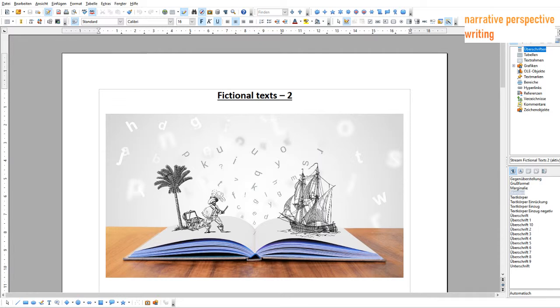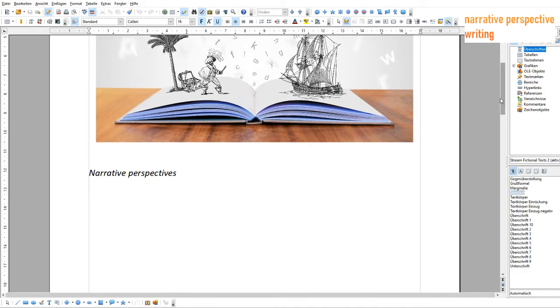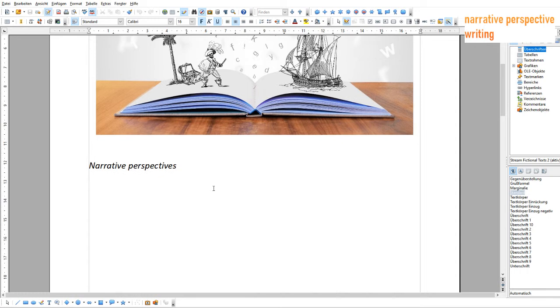Okay, so let's start with fictional text narrative perspectives. To start with, can you tell me or think about what narrative perspectives there are? So what narrative perspectives can an author use in a fictional text? We learned two so far. I can already tell you the two narrative perspectives that we got to know. The first one is, of course, the first-person narrator. And the second one is the third-person narrator.